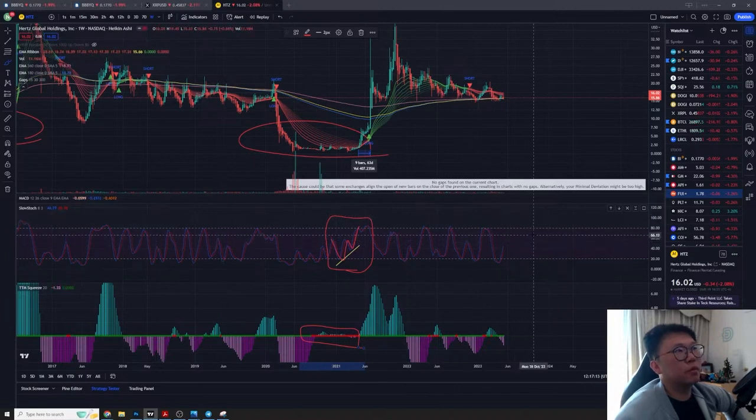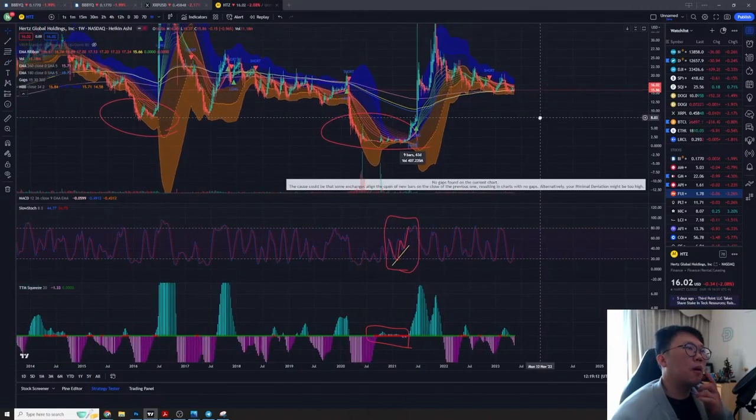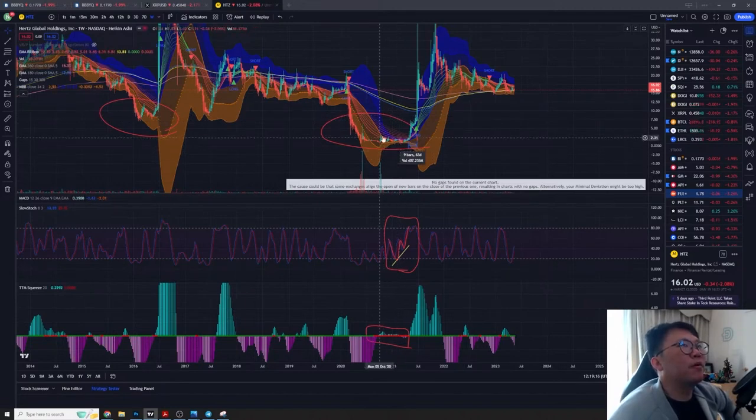So check the Bollinger points. So the indicator is Bollinger strategy? There's a difference. No, not strategy. The normal one, the most normal one. Oh, okay, I see. It's super suppressed here.